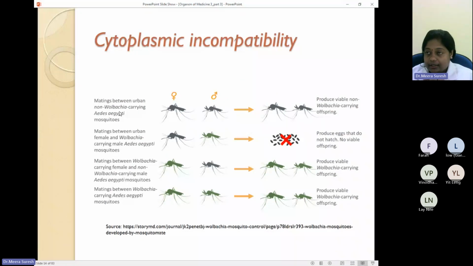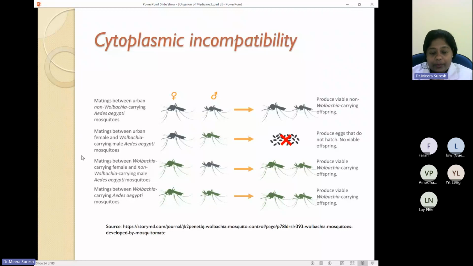So when the scientists recognized that this particular bacteria, Wolbachia, has the ability to change the genetic or cytoplasmic composition in such a manner that the sperm of the infected male mosquito, on mating, can kill the eggs of the female mosquito, now they are trying to do it on a large scale to see whether this is a feasible method to control the mosquito population.